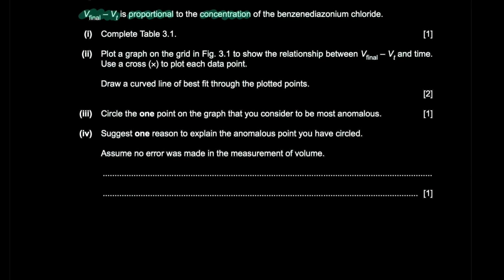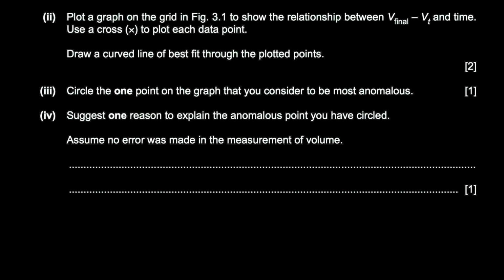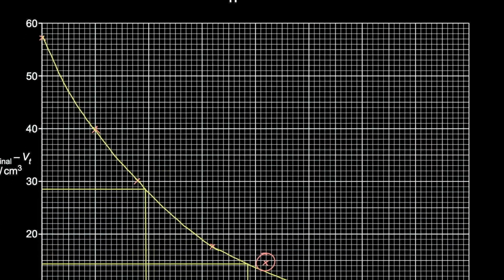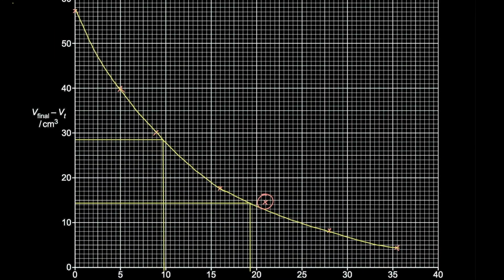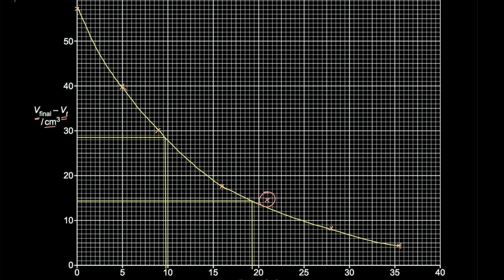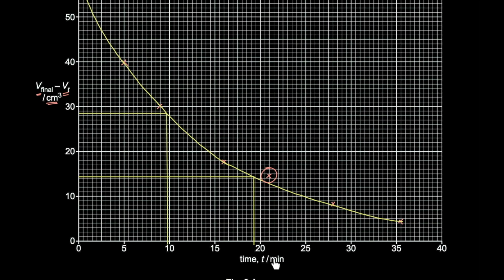Going back up, the question says circle the one point on the graph that you consider to be the most anomalous. We just did that. Suggest one reason to explain the anomalous point. Assume no error was made in the measurement of the volume. What that means is that there is no error in this measurement here, or in this calculation here, because we haven't made any errors in measuring the volume. So that means that the error was made in recording the time.